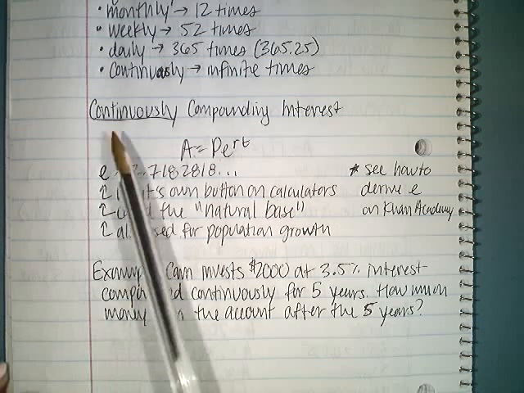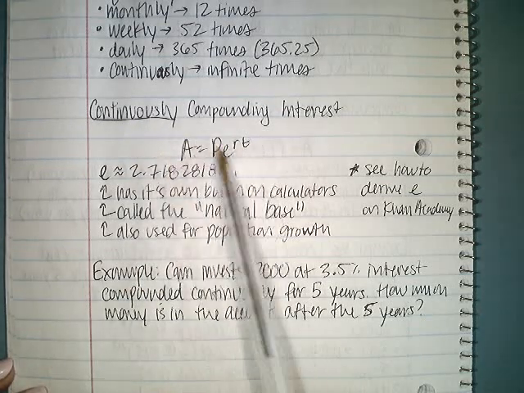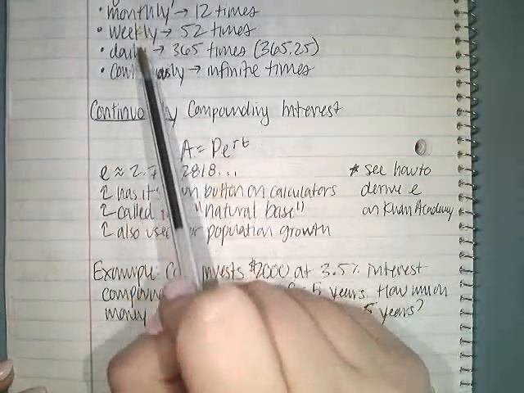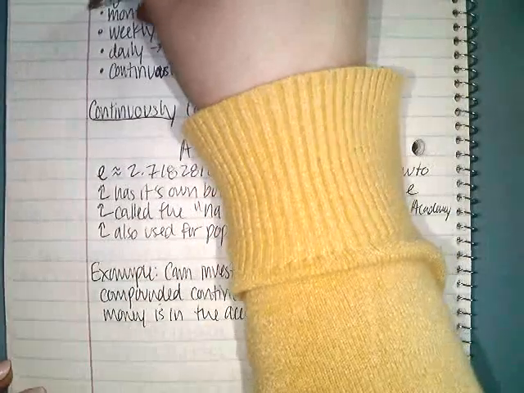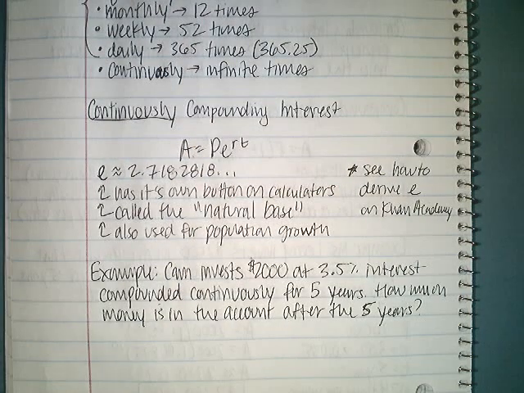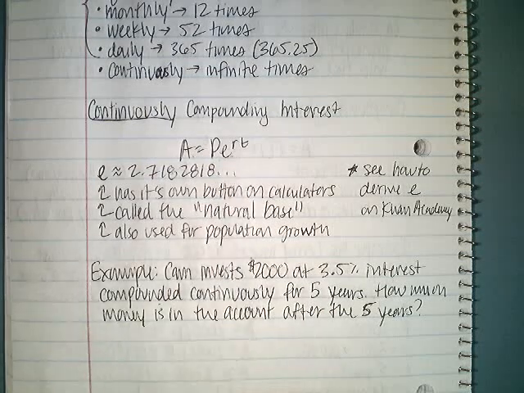Actually, last thing before I delve into that is one thing I want to point out: you only use this formula when it is continuously compounded. If it's using any of these other compounding interest or n values, any other intervals of time, then you're going to be using the other compounding interest formula. It's only when you're compounding continuously that you use this formula. Otherwise, you're using the first one.